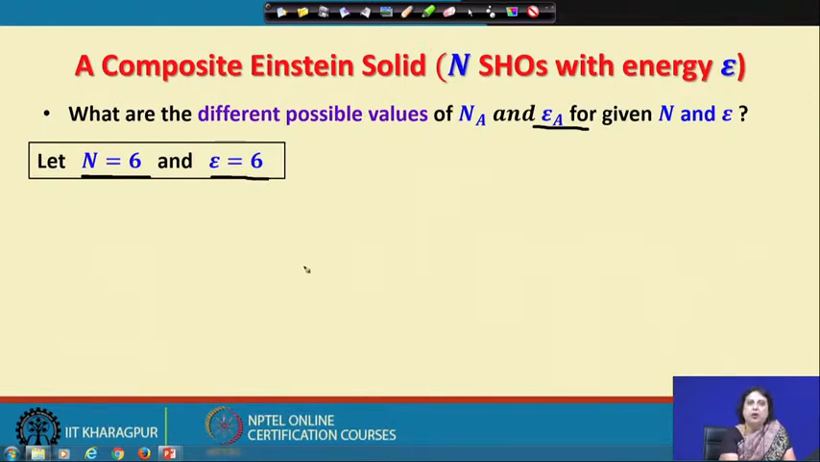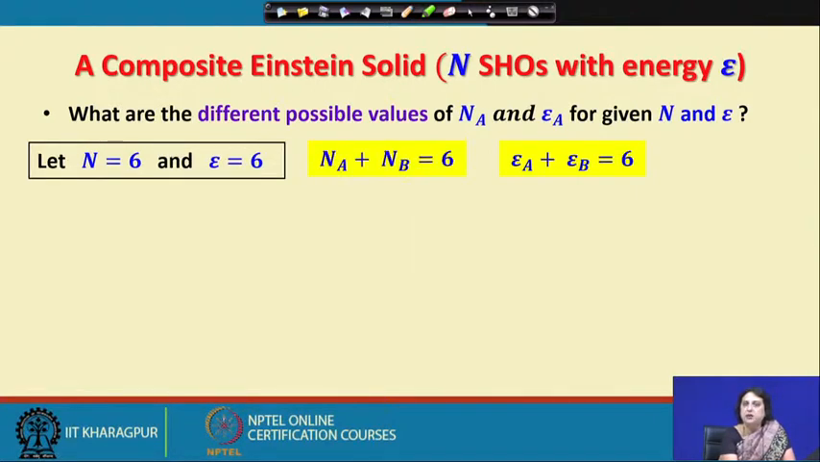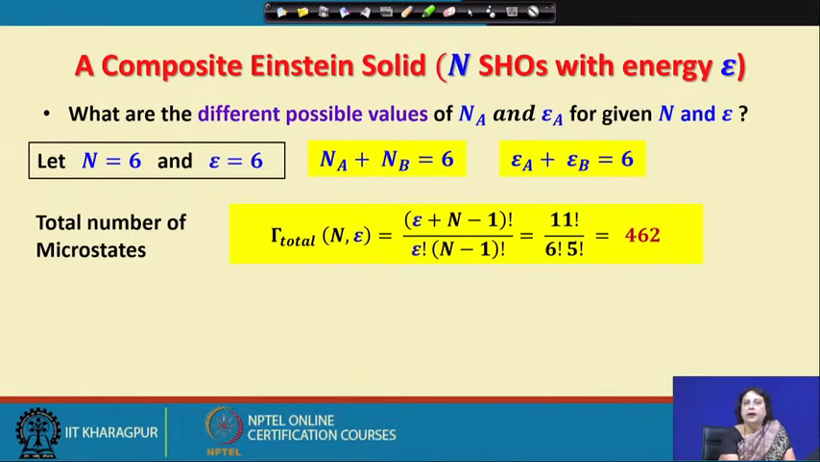Now, when the sum of the two energies epsilon A and epsilon B is fixed, the two constraint equations must look like epsilon A plus epsilon B equal to 6 and N A plus N B equal to 6. So, it is just an example where I am now going to calculate the total number of microstates possible. Here I can very easily find out for the entire solid the total number of microstates, and you can very easily show it to be 462.